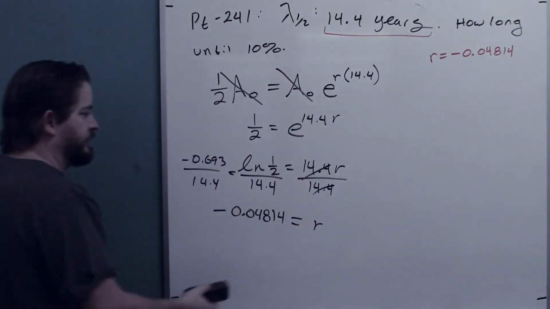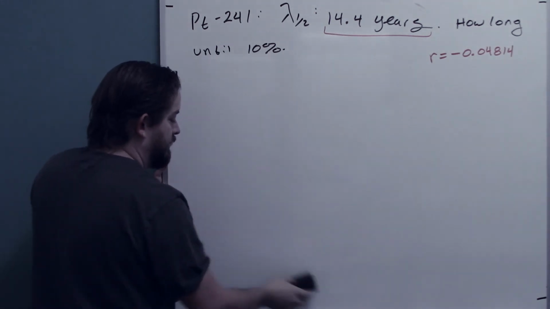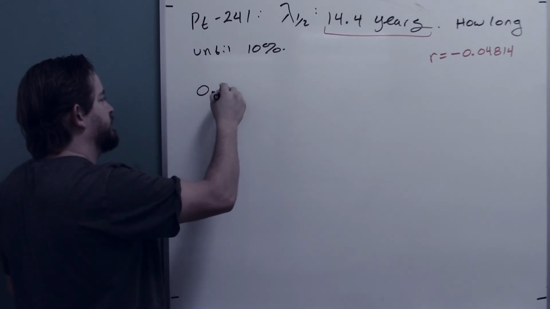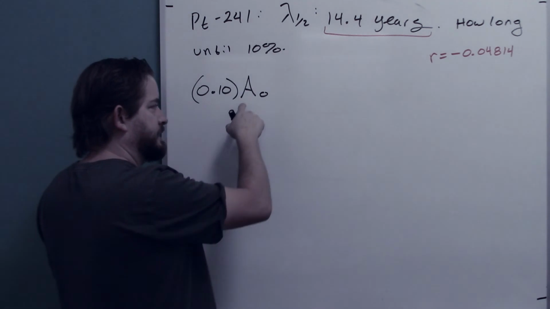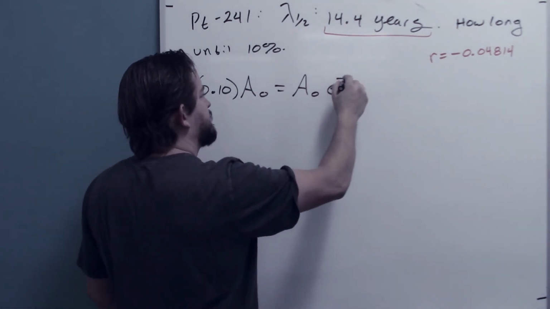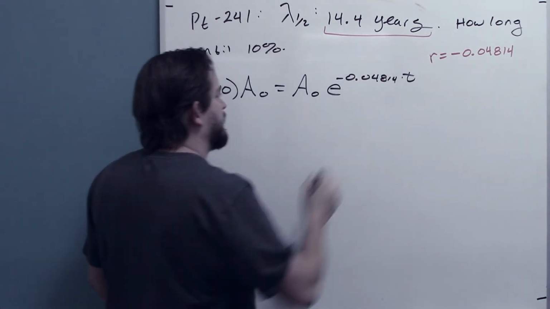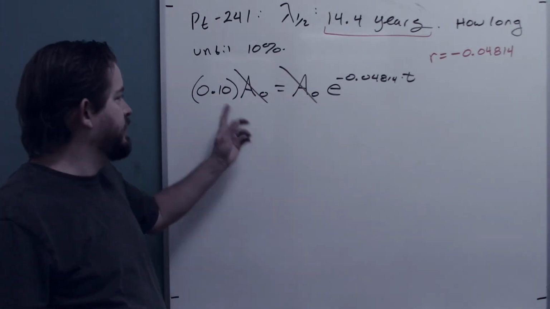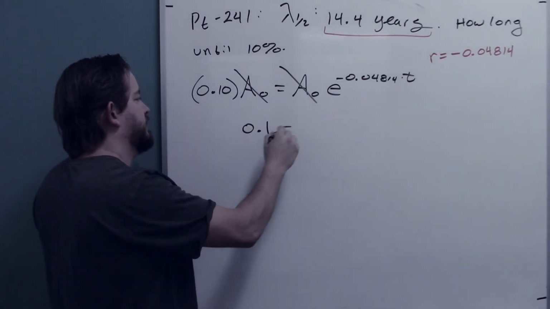I'm going to get rid of this, just so I have the space. How long does it take until I end up with 10%? Well, 10% is 0.10, 10% of the original amount that I started with. That's the P of t. That's equal to my original times e to the R, which I now know is negative 0.04814 multiplied by that time.